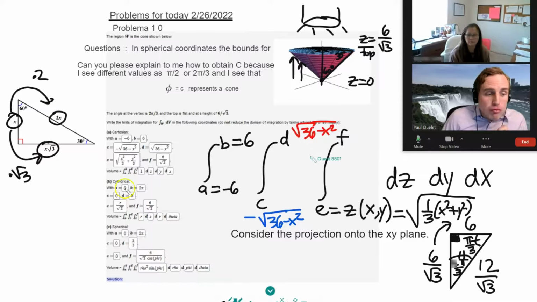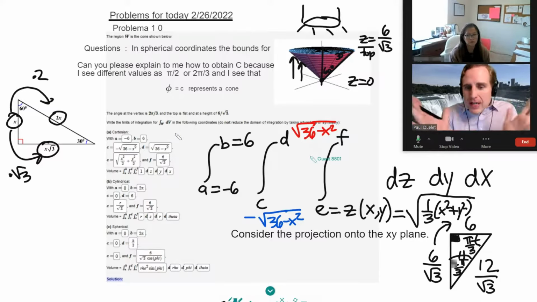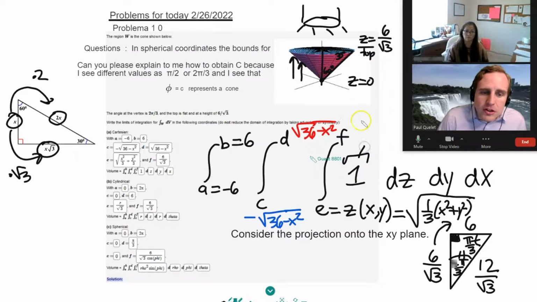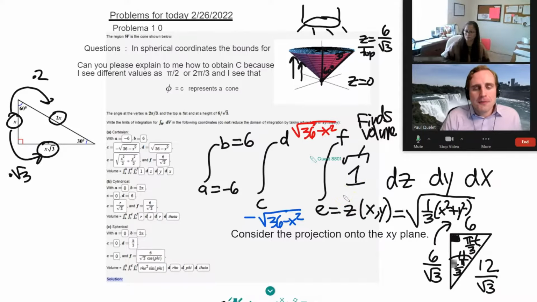By the way, one more thing. The integrand right here is just 1. Because here's the deal. If you just want to find the volume, in other words, let's find the volume of this region, the volume of this cone underneath that top, then the integrand is just 1. So this just finds the volume. How would you interpret this problem physically if the integrand were not 1? Now listen to me here carefully. This is the best analogy I can think of.